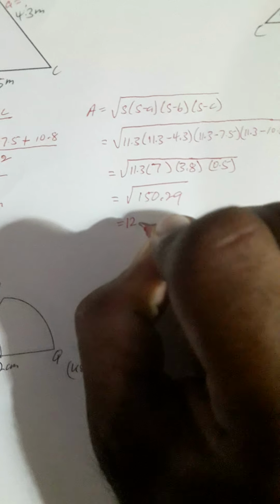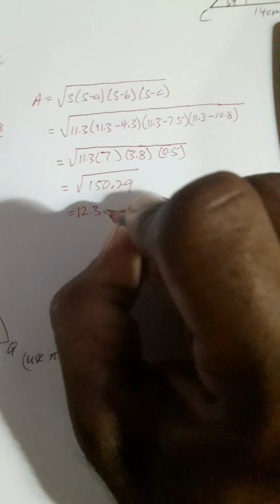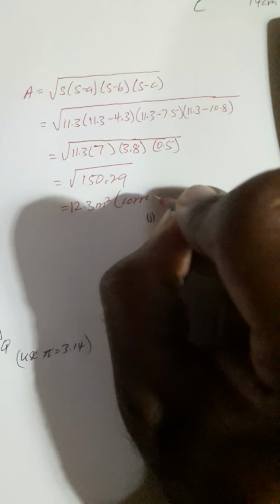And since we are rounding off, our answer is not exactly 12.3. So in brackets, we'll write correct. Our answer is actually correct to 1 dp, meaning that we round off our answer to 1 decimal place.